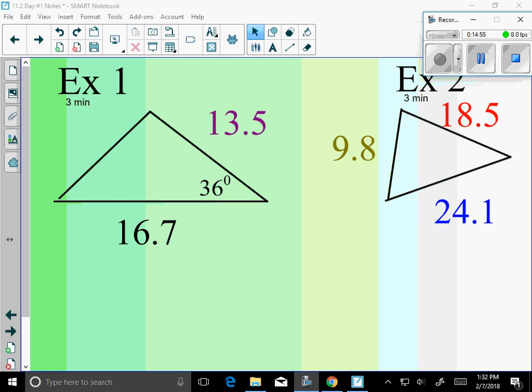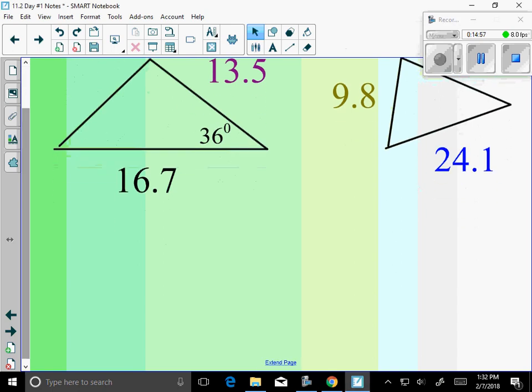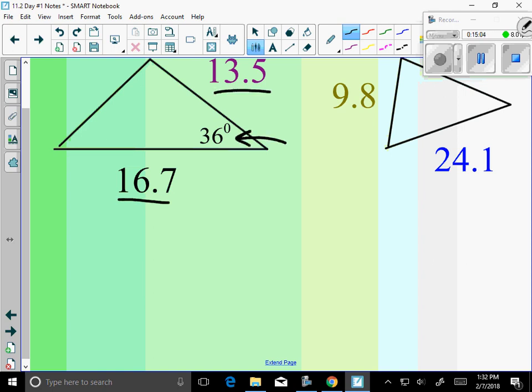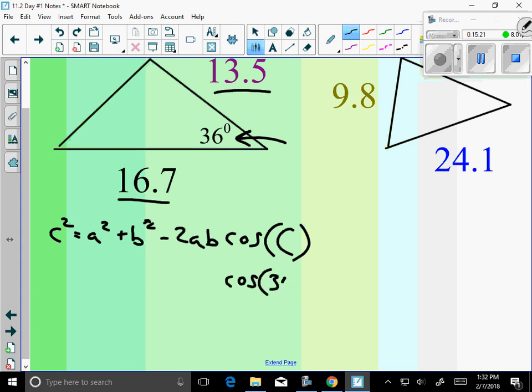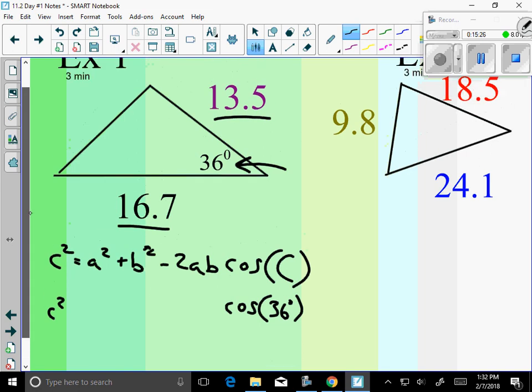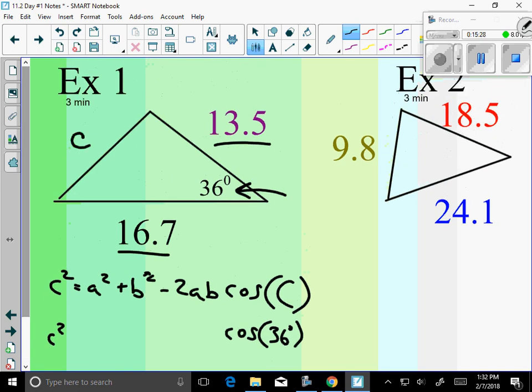So this one right here is side, angle, side. So I'm going to use this one. What do I want to call angle C? Well, the only angle I got. The only one I got. Well, I'm trying to find side C. The only side I'm looking for is that one.